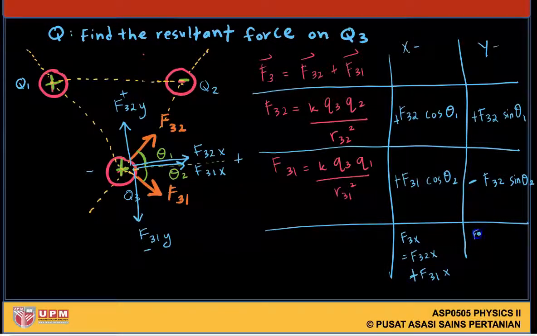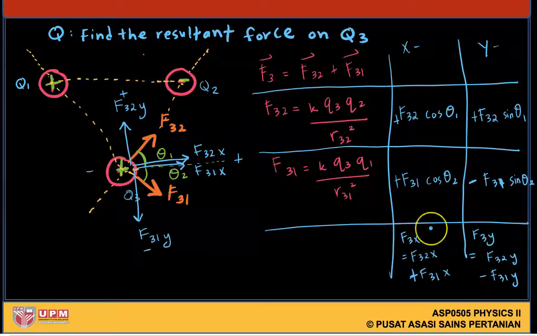And then F3 for the y components is the summation of the y components of F32 and F31. This is F31. So F32y minus F31y. Okay, so this is my F3x and F3y.